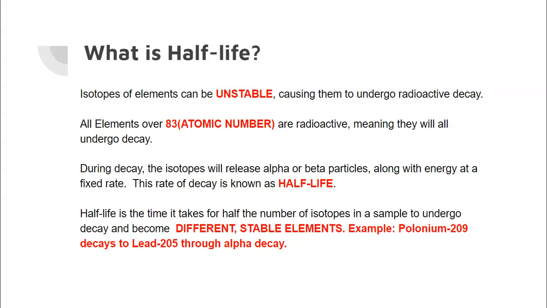So to go through alpha decay, it's going to lose an alpha particle, and it's going to become lead-205. Why? Remember, in nuclear chemistry, whatever happens on the left needs to match on the right. So 205 plus 4 gives me that 209. And 84 minus 2 is going to give me that 82, which is going to give me lead. So that is the process, and the time it takes for half of that sample to go from polonium-209 to lead-205 is your half-life.